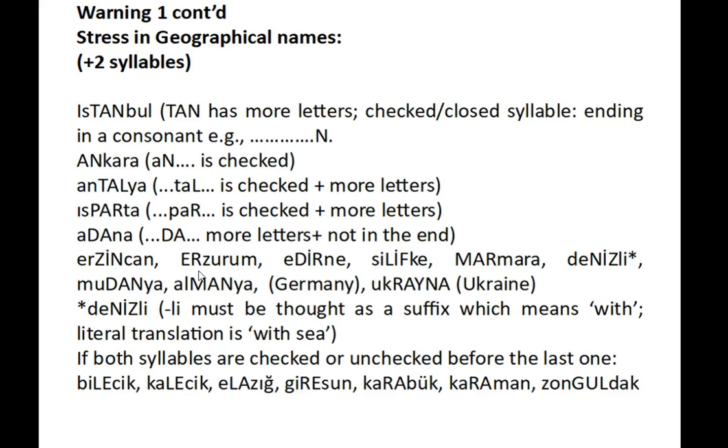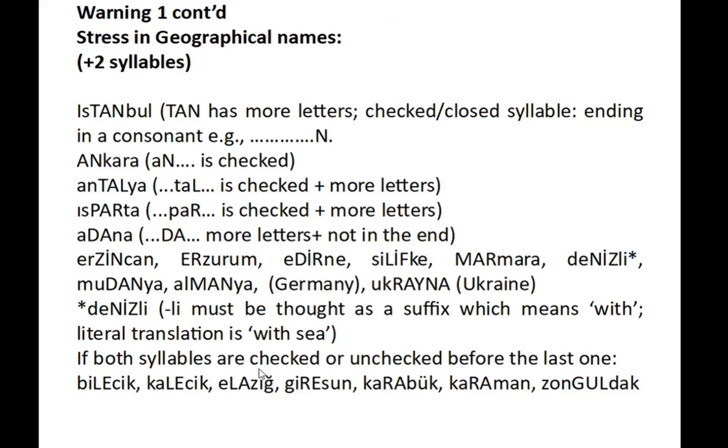Erzincan. These are all similar ones. Erzurum, Edirne, Silifke, Marmara, Denizli, Mudanya. Almanya, Ukrayna. Sorry, this is not in capitals. Denizli, I have a note here. Li must be thought of as a suffix, which means "with" in Turkish. The literal translation is "with city" here. But still, the rule applies here. Deniz. De has 2 letters. Niz has 3 letters. Also, it's a checked syllable. That's why we choose niz as stressed here.